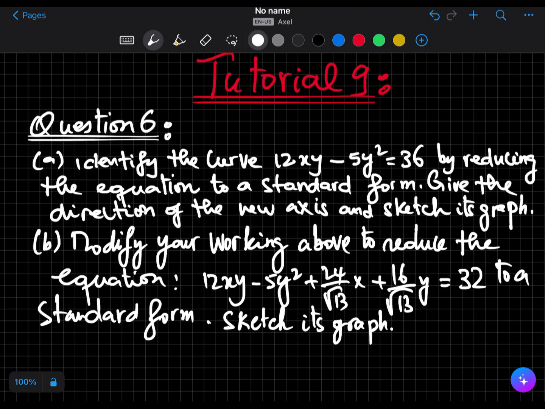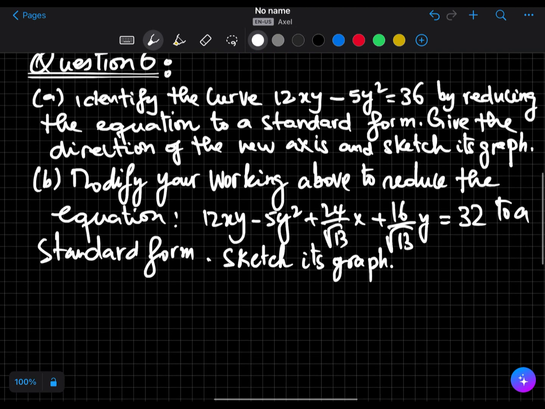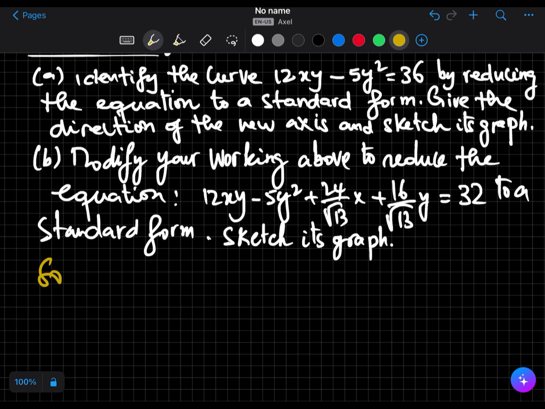And secondly, modify your working above to reduce the equation 12xy minus 5y squared plus 24x over square root 13 plus 16y over square root 13 equal to 32 to a standard form and sketch its graph. Now, let's have a look on how to solve this equation.